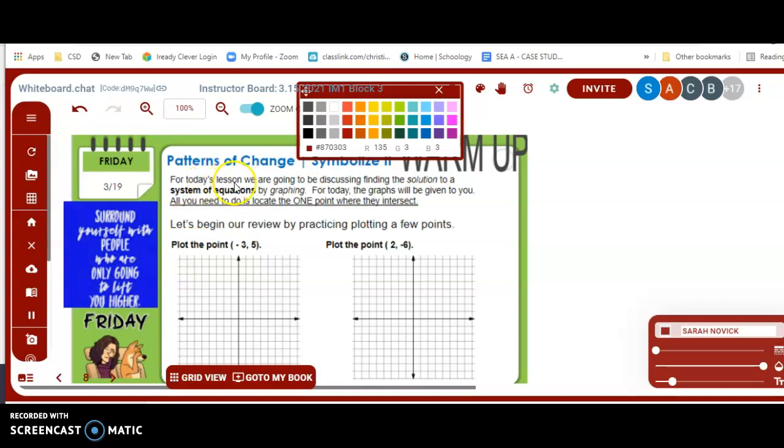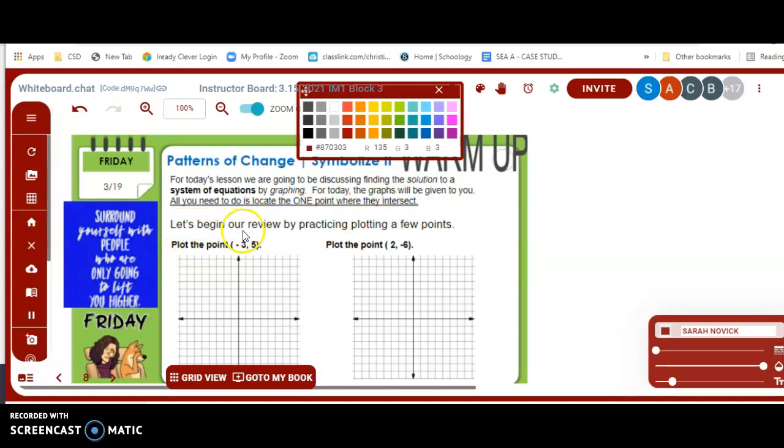For today's lesson, we're going to be discussing finding the solution to a system of equations by graphing. For today, the graphs will be given to you. All you need to do is locate the one point where they intersect. This point is called the solution point.